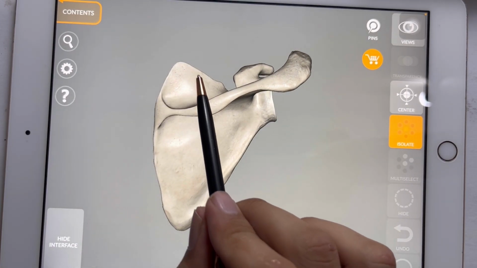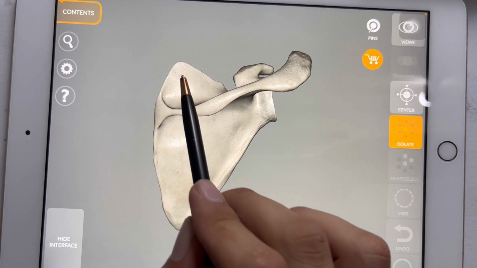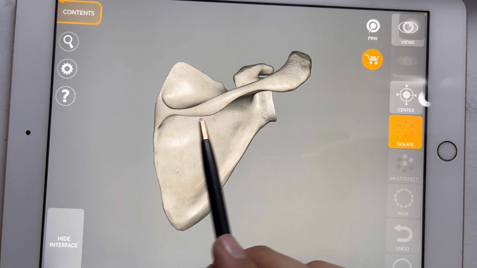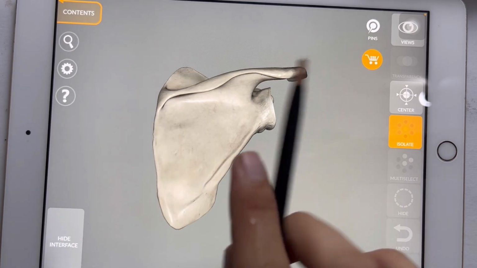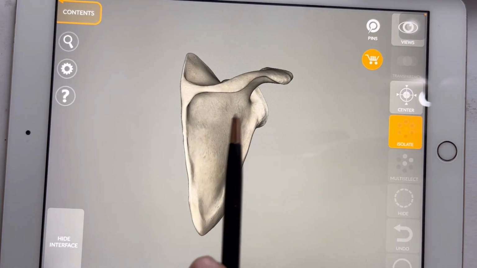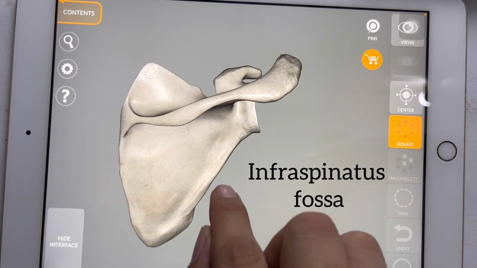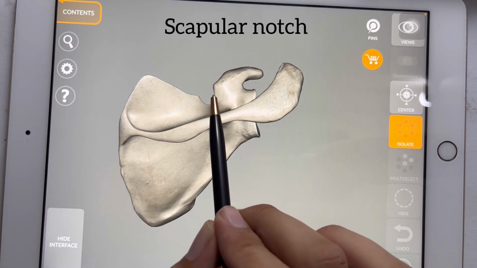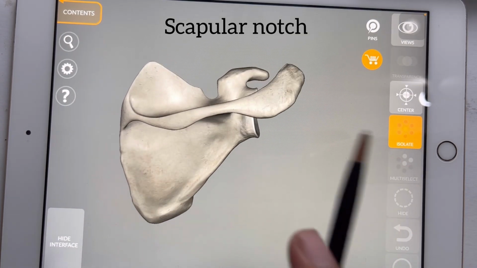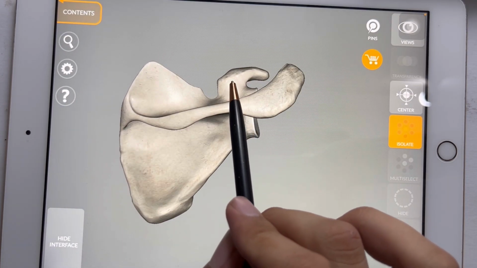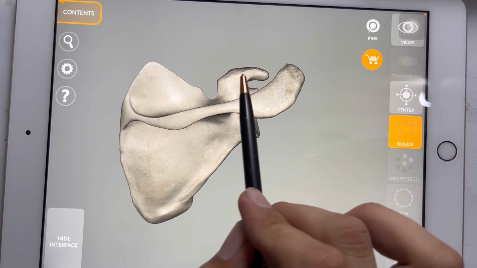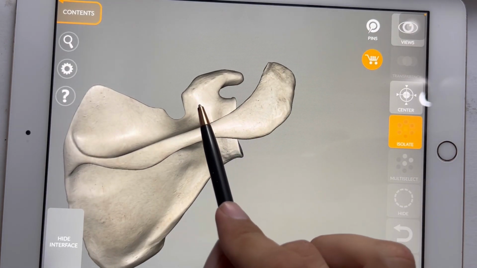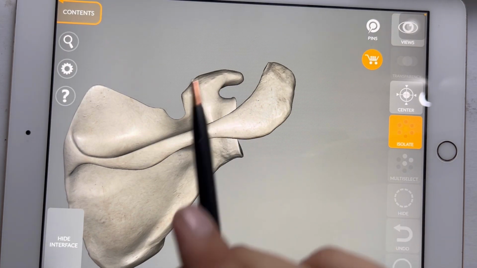Now student, the fossa which is present above the spine is called the supraspinatus fossa, while the fossa which is present below the spine is called the infraspinatus fossa. And student, here this notch is called the scapular notch. Now student, this upward and lateral projection is called the coracoid process. This process is called the coracoid process.